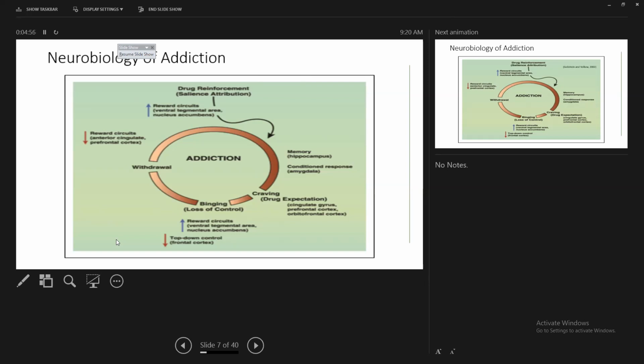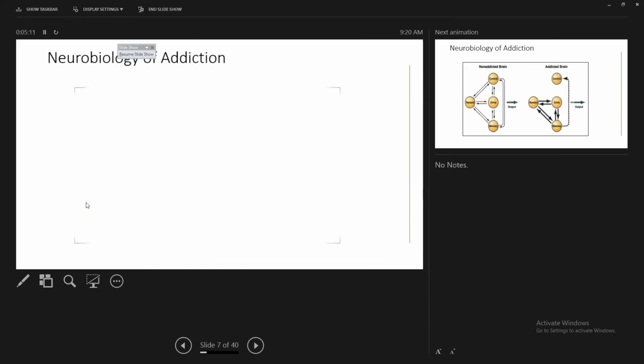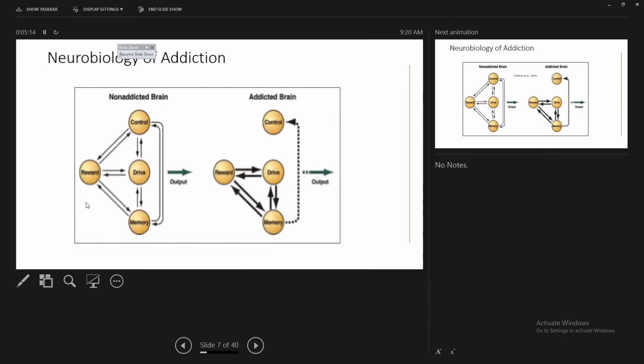So again, we can see here that the reward circuits of the ventral tegmental area and nucleus accumbens are up, and the top-down control, you can see in this area, in the bottom part of it, goes down. Top-down control goes down, right? Again, a similar thing. In the addicted brain, reward drive and memory are going along, but the control is lost. In the non-addicted brain, you can see all are interconnected, but in the addicted brain the actual control by the prefrontal cortex is going down, right? The output is mostly based on this reward drive and memory, right?